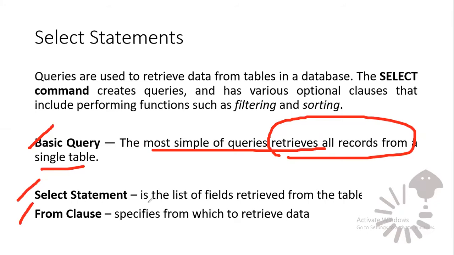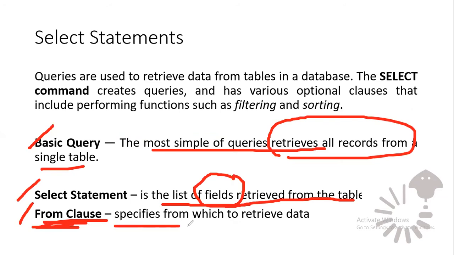Select statement is used to list all the fields. Ano yung mga fields na kailangan ko, ano yung mga column na kailangan ko from that table. And the from clause, itong from, this is used to specify from which, saan natin kukunin. Sabi natin, database is composed of multiple tables. So you have to specify, sa lahat ng tables na meron dito, ano yung titingnan ko, ano yung i-access ko. Yun yung purpose ng from clause. You have to specify kung aling table yung titingnan niya, yung i-access niya.